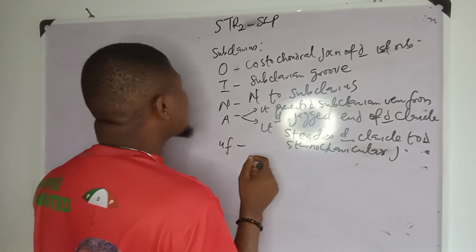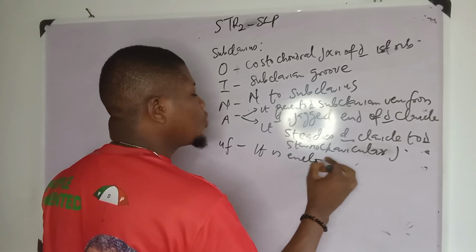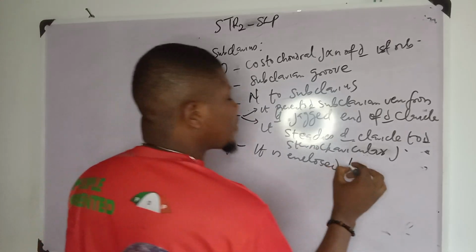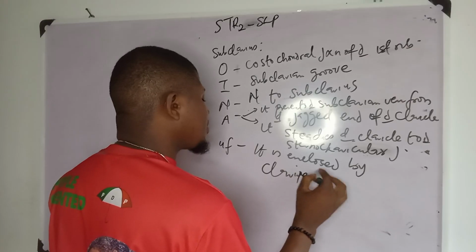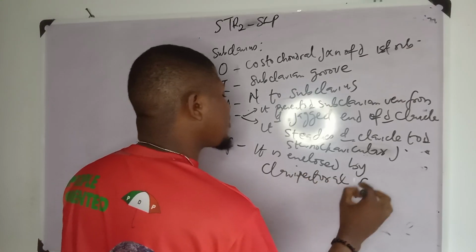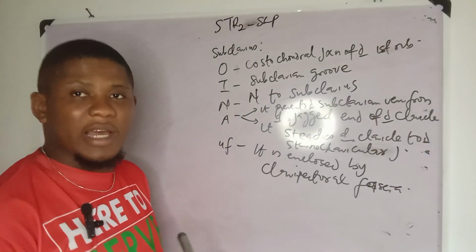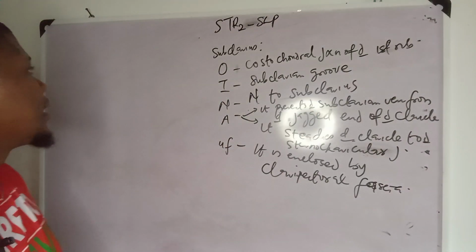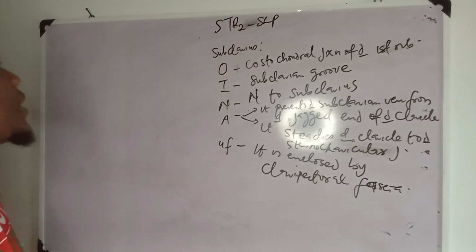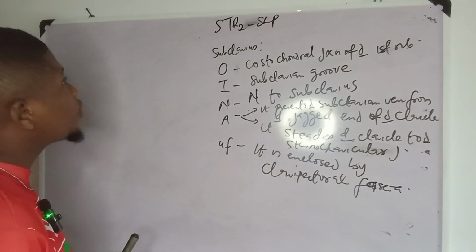The unique feature, the only thing we can say about this guy, is that it is enclosed. It's one of the muscles enclosed by the clavipectoral fascia. When we do clavipectoral fascia, you will see it. It's enclosed by what? Clavipectoral fascia. Okay, then I think we are done with this guy.